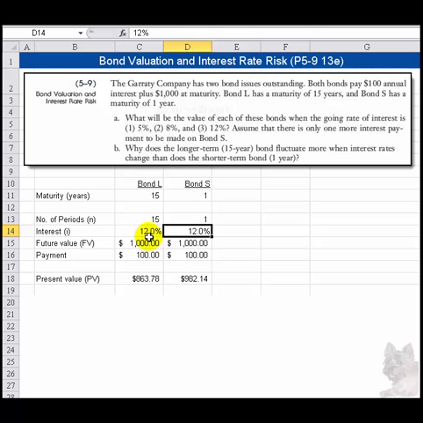Okay? So then, the next thing we need to solve is part B, which says, why does the longer-term 15-year bond fluctuate more when interest rates change than does the shorter bond? And to show the fluctuation again, I want to show 5% was 1518. Okay? And if I show 12%, we drop to 863. So that's a pretty substantial change, right? $863 versus $1,500 in round terms. We'll do the same thing for the short bond. 1047 versus 982. So the fluctuation isn't nearly as great.